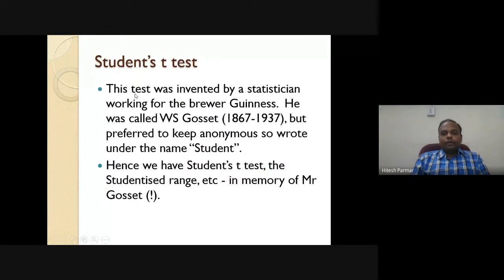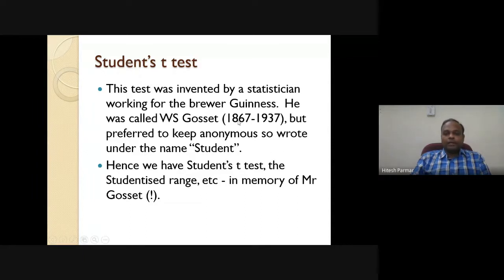T-test, if we talk, then this test was invented by a statistician. His name was W.S. Gossett. But he preferred to use the name Student because he was not allowed to publish his work. So he preferred the name Student and then he published his work. So there is a brief story behind this publication.